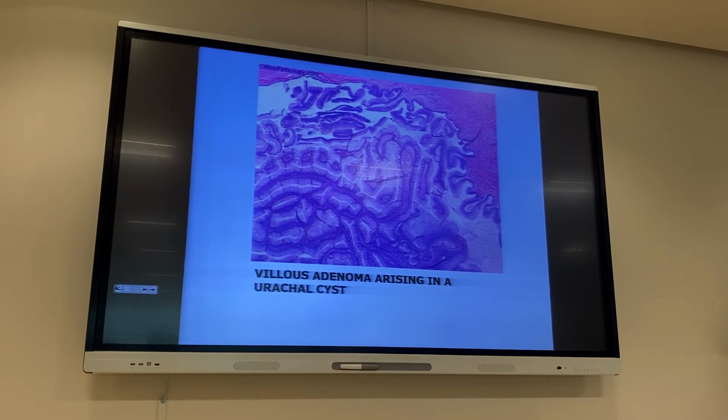Now you will see again, villous adenoma. Villous adenoma has a tendency to become cancerous, whether here in the urinary bladder, or in the GI tract, in the colon, in the stomach. Anywhere you see villous adenoma, there is a chance that it may develop into cancer far more than other types of adenomas and polyps.